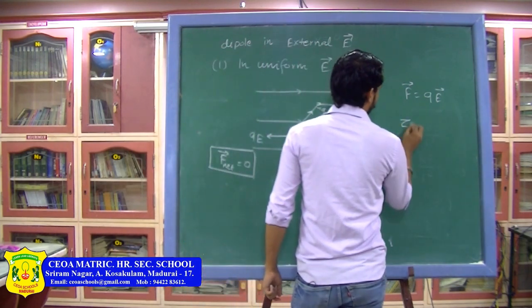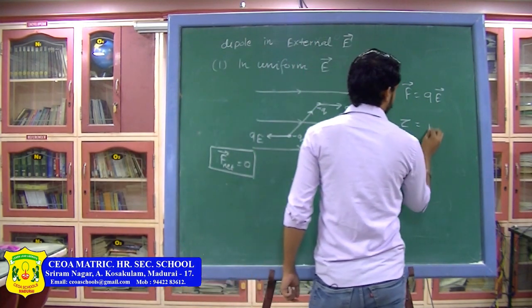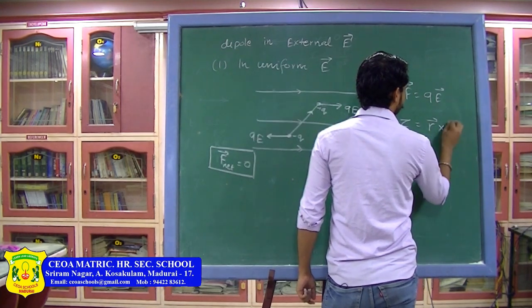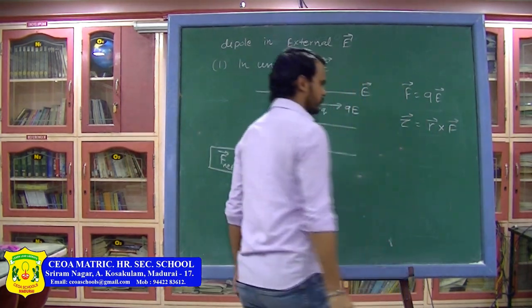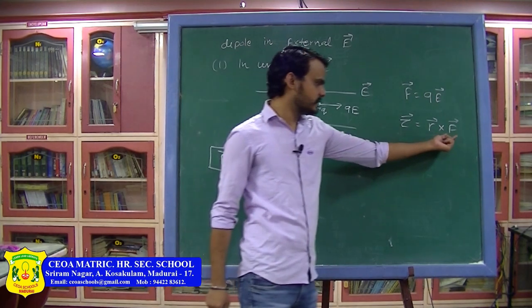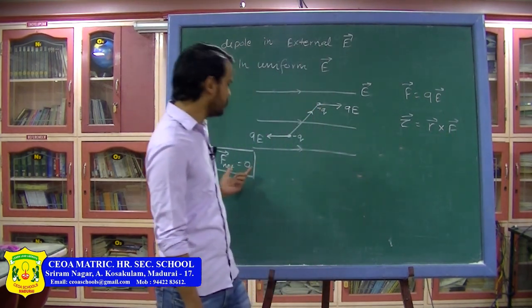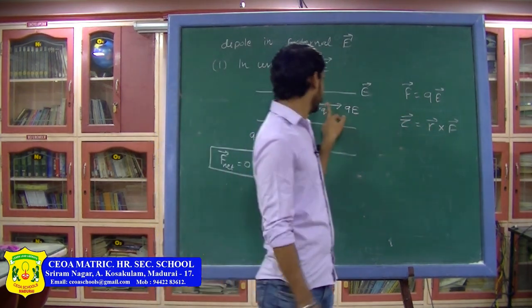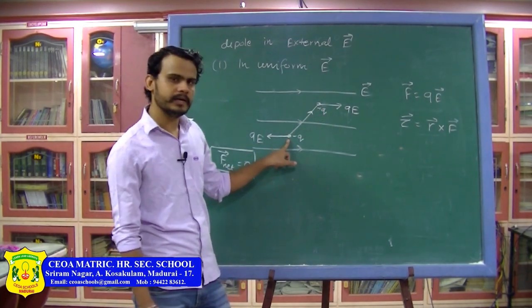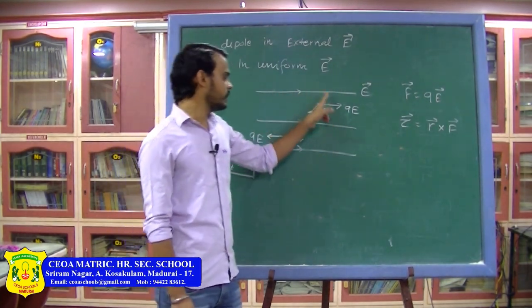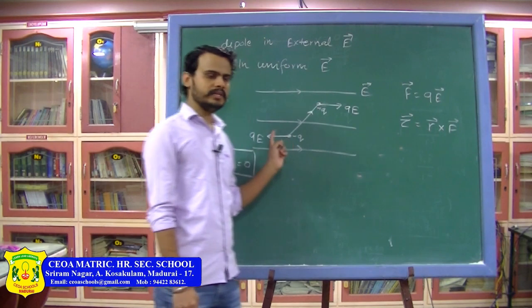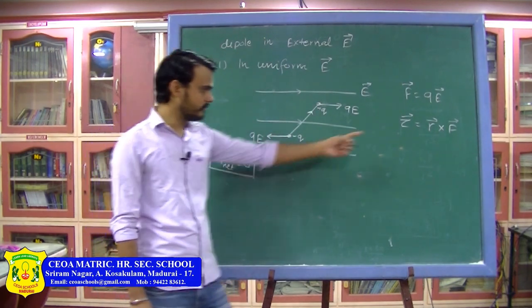Now let us talk about the torque on the dipole. Torque can be written as r cross F. Don't make the mistake of thinking this is F net; this is only F. F net is 0, but F is not 0. There is a force on this particle and a force on this particle, and both of them add up to give a net force of 0 because they are in opposite directions, but F is not 0.